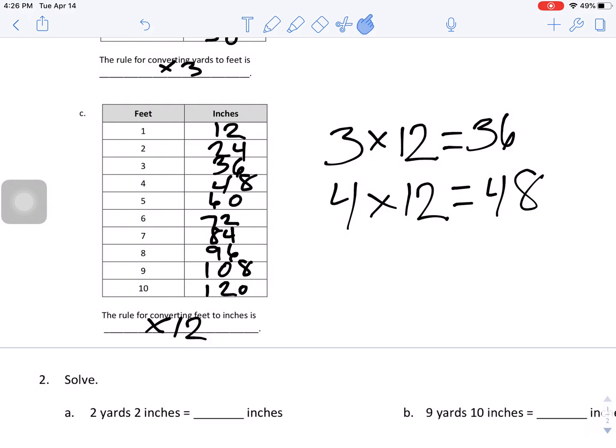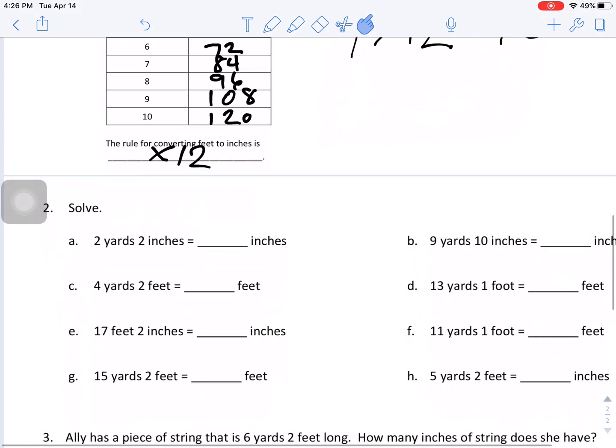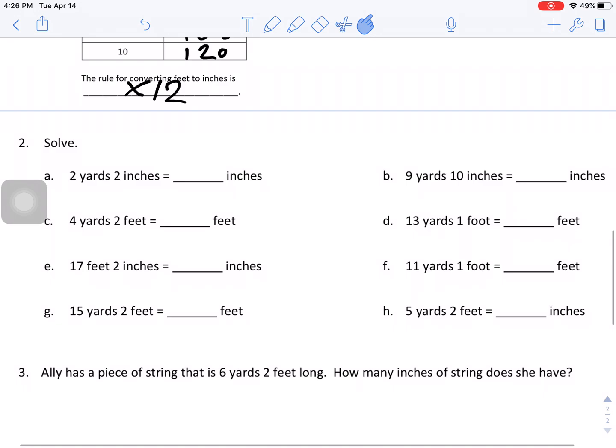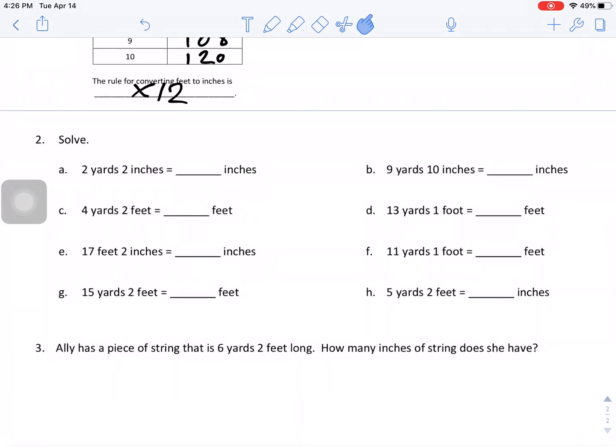All right, so now I'm going to go down. In your problem set, you will have some conversion tables that you'll go ahead and fill out yourself. You can use the conversion tables that I just did above, or you can multiply by 16 ounces, or by 3 feet to get your yard, or by 12 inches to get how many inches are in a foot.